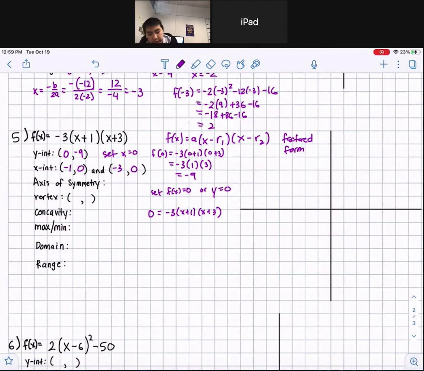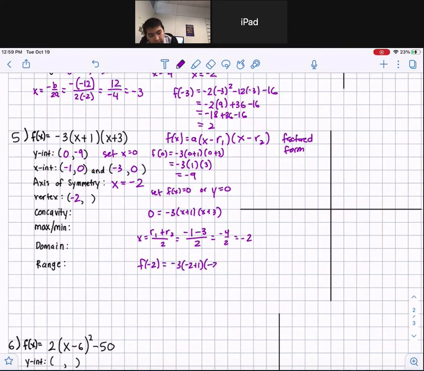Axis of symmetry. To find your axis of symmetry, it's x equals r1 plus r2, all divided by 2. r1 and r2 are your x-intercepts. Negative 1 plus negative 3 is negative 4, divided by 2 is negative 2. So x equals negative 2. Plug negative 2 into your vertex. Now plug negative 2 into the original to find the y-coordinate of the vertex.